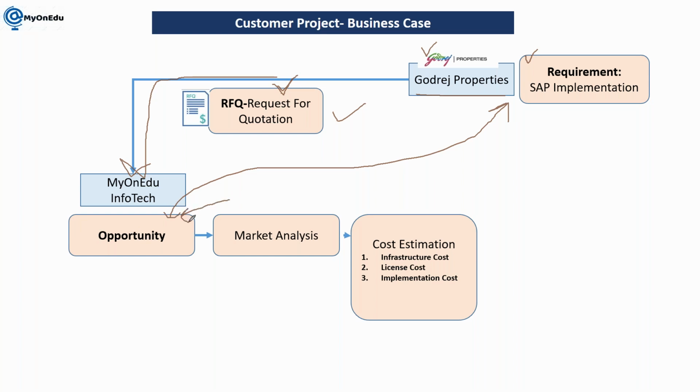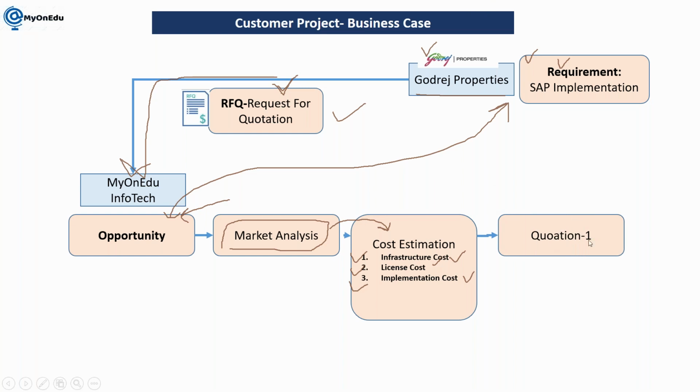this opportunity. The team will start to work on it, and they will check in the market what solution we can provide based on this opportunity. Whatever estimation we are doing will be based on certain points. So let's say Godrej Property is looking for SAP implementation, where we are going to include infrastructure cost, like your server cost, license cost, and implementation cost.